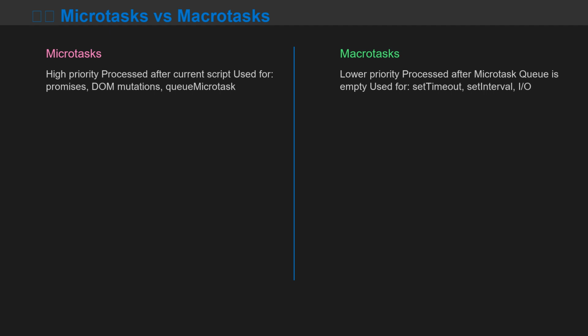Let's compare microtasks and macrotasks. Microtasks have higher priority and are processed after the current script completes. They're used for promises, DOM mutations, and queueMicrotask operations. Macrotasks have lower priority and are processed after the microtask queue is empty. They're used for setTimeout, setInterval, and I/O operations.